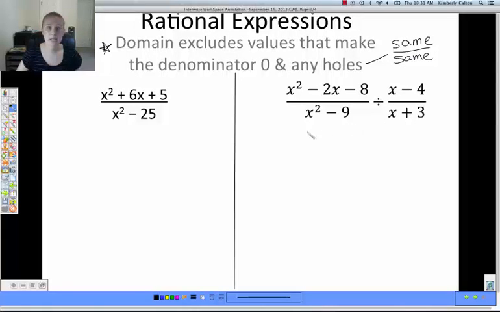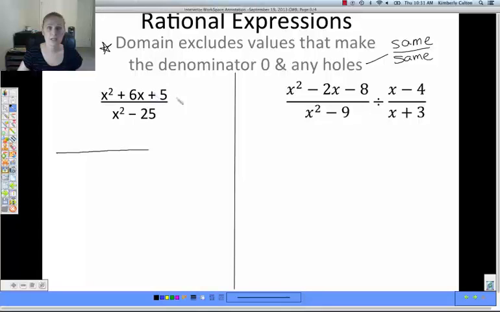So when I mean same, if I look at this first problem on the left, notice that I have x squared and x squared. Well, those are not the same because x squared plus 6x plus 5 is all one piece together. And x squared minus 25 is all one piece together. They are not the same problem, so I can't just cancel out the x squareds. So what I need to do to find out if I have any holes is I need to factor them.